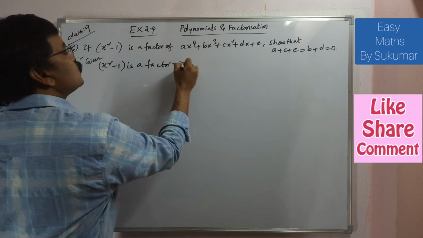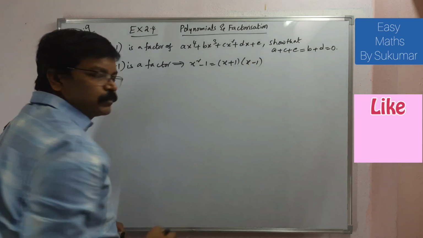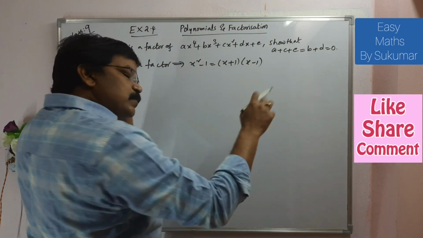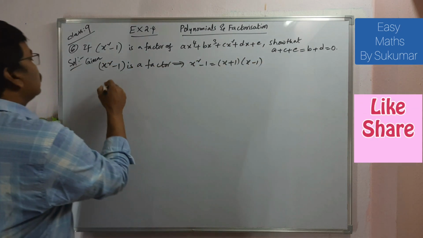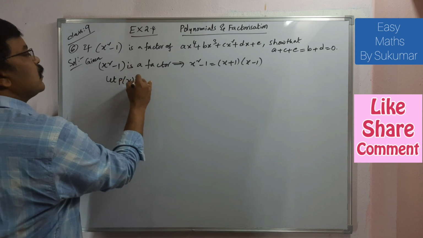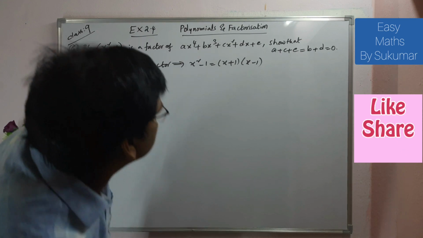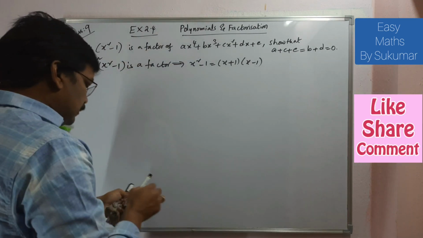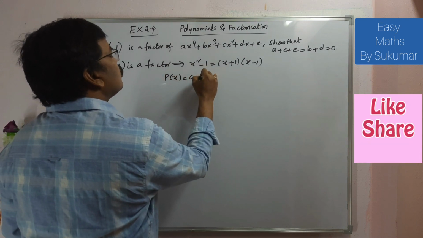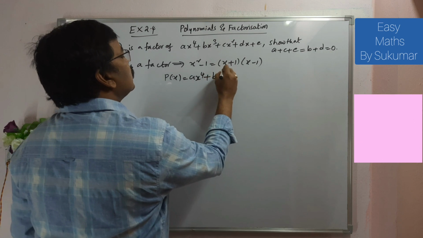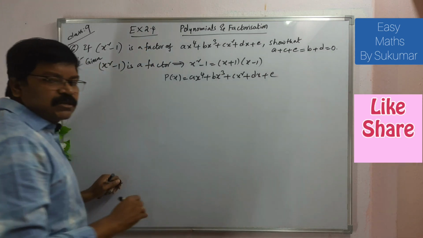Given here, this x square minus 1 is a factor. So this x square minus 1 can be written as x plus 1 times x minus 1. So here, this x plus 1 and x minus 1 are also factors of the given polynomial. Let us take the given polynomial as p of x is equal to a times x power 4 plus bx cube plus cx square plus dx plus e. This is the given polynomial.